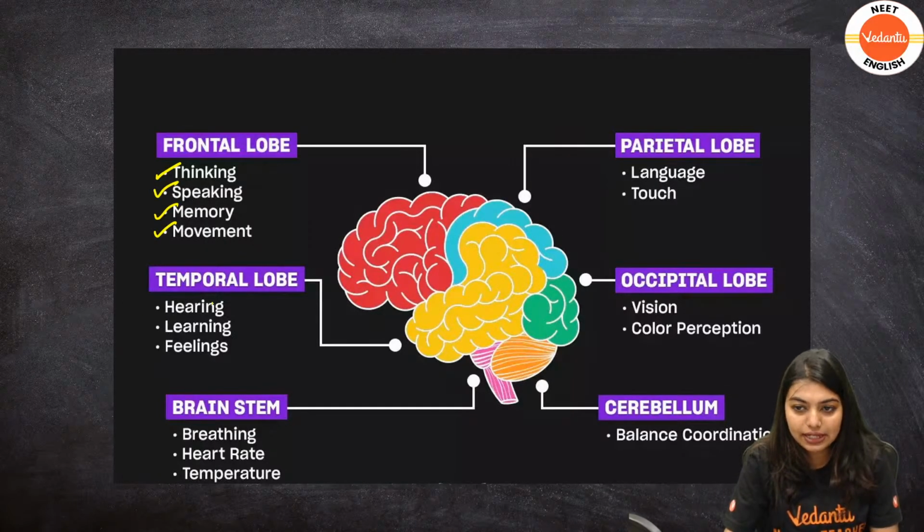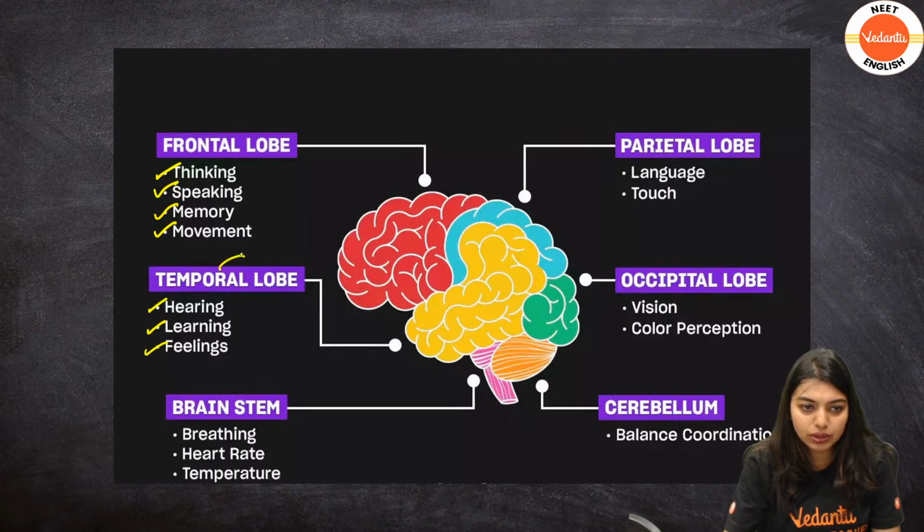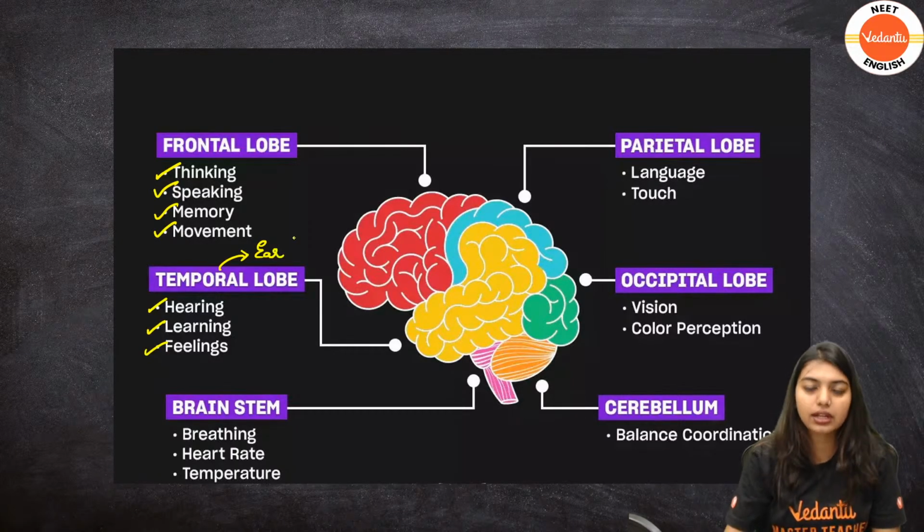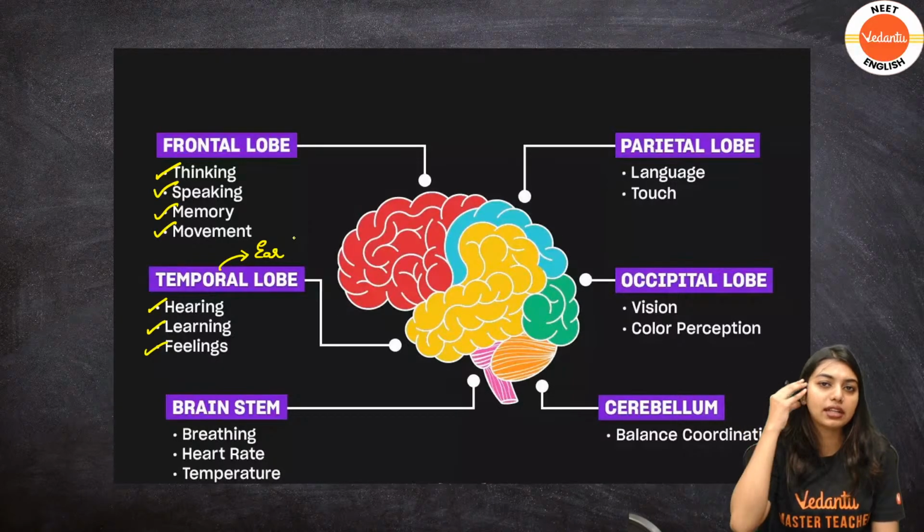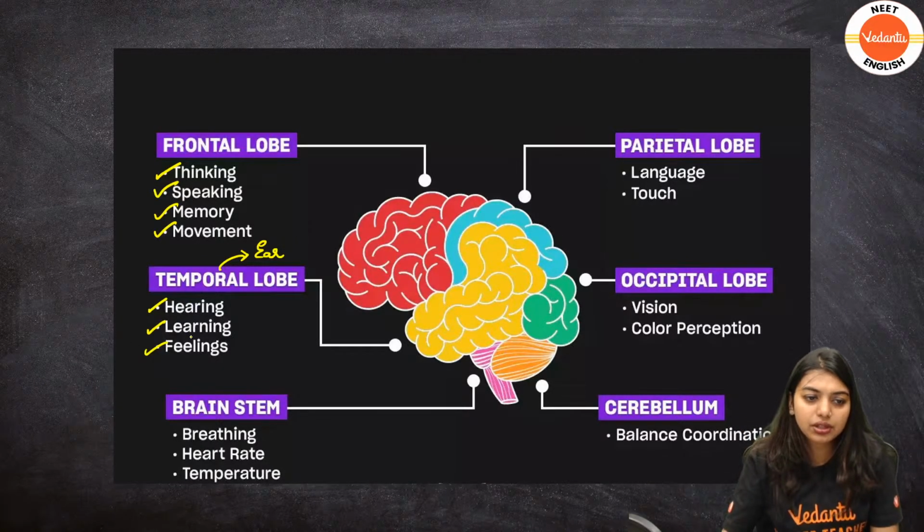Then we have the temporal lobe. It helps with hearing, learning, and feeling. So everything to do with temporal is your ears. The temporal bone is also named that, again to do with your ears. Now, hearing, learning, feelings.